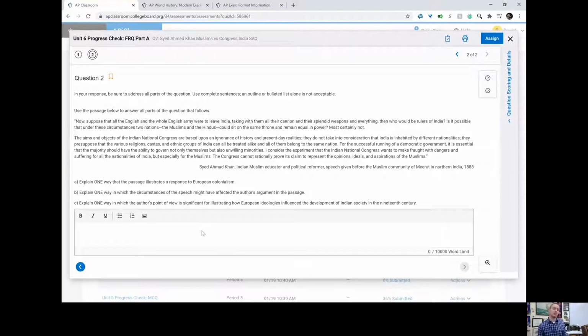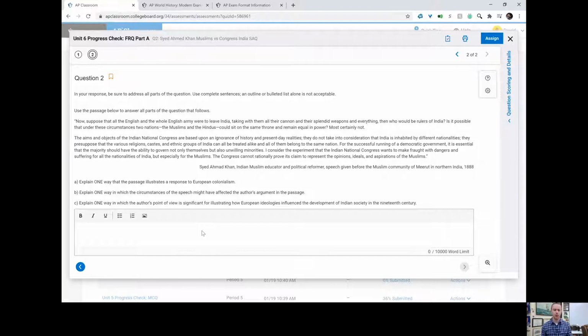When you see a passage, by the way, you're going to have stimulus-based SAQs for 4 out of 5 on this test. In this case, we got a passage, and I'm going to get to the sourcing in a minute, but let's read the prompts first. It says, explain one way in which the passage illustrates a response to European colonialism. Okay, we know about different responses. We just got to figure out where it is and what kind of response it is, right? That's what we're looking for in the passage.